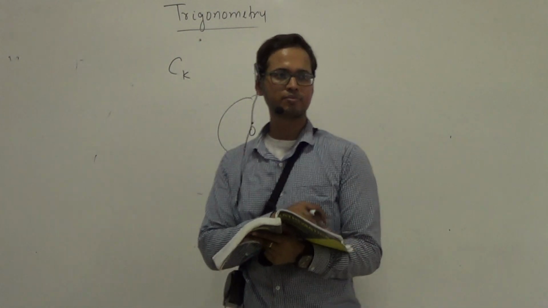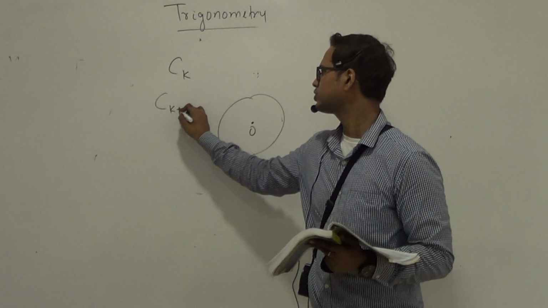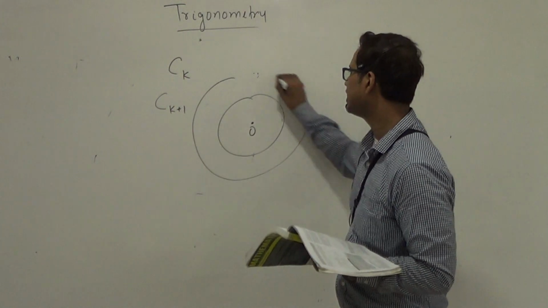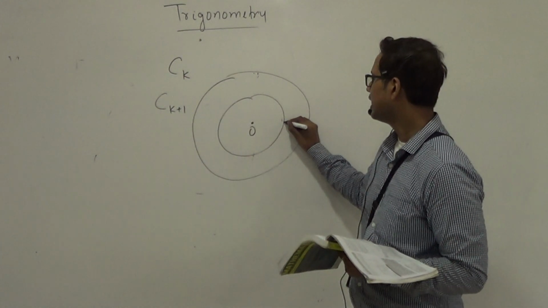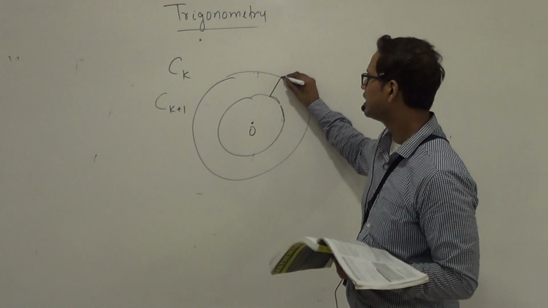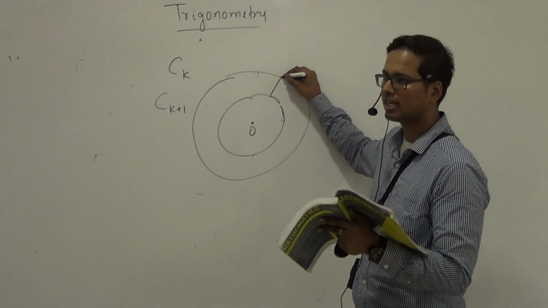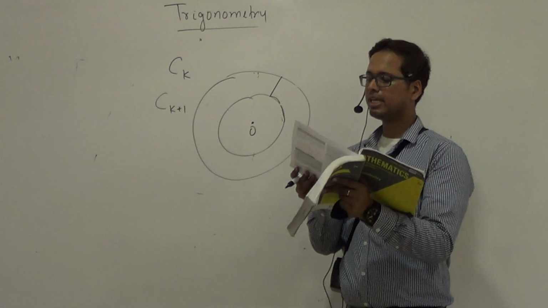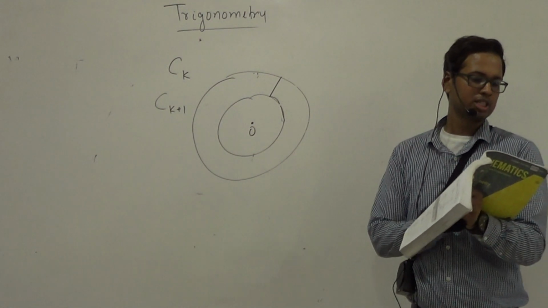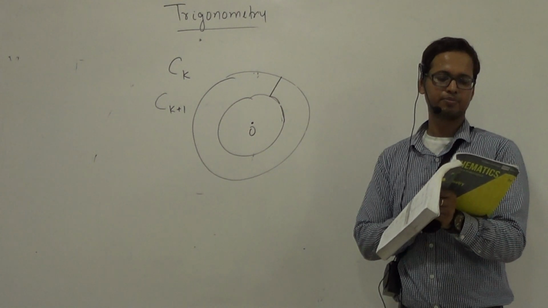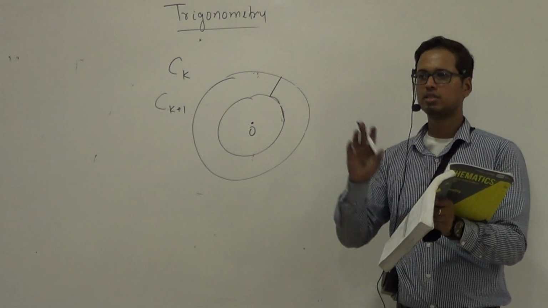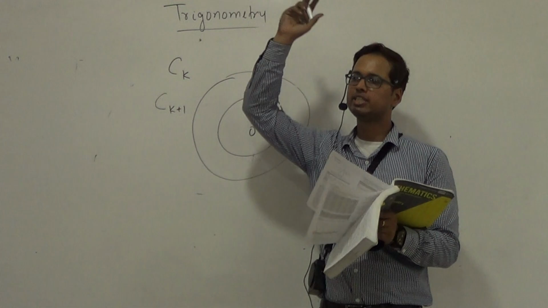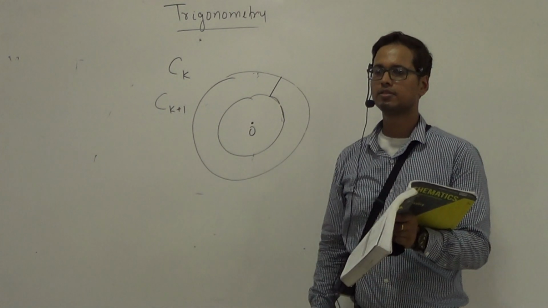It moves to C_(k+1), the next circle. For example, let's say I start with k equal to 1. It starts here, moves k centimeters, then it moves to the other circle, and then moves k again. The motion of the particle continues in this manner, then it goes to C_(k+3), C_(k+4), C_(k+5).